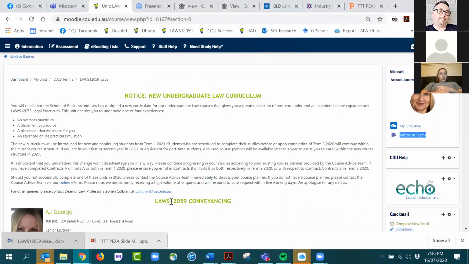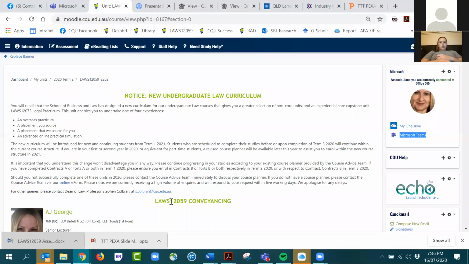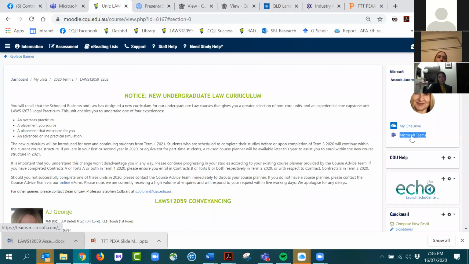For those lovely people at home, we are talking about the collaboration platform that we have attached to our unit. Those of you that had me for contract will know that I normally run a Facebook group alongside my units, but the university is offering Microsoft Teams now, and as Nick said, it has all the look and feel of social media. And it's linked right there off of Moodle, which is great.